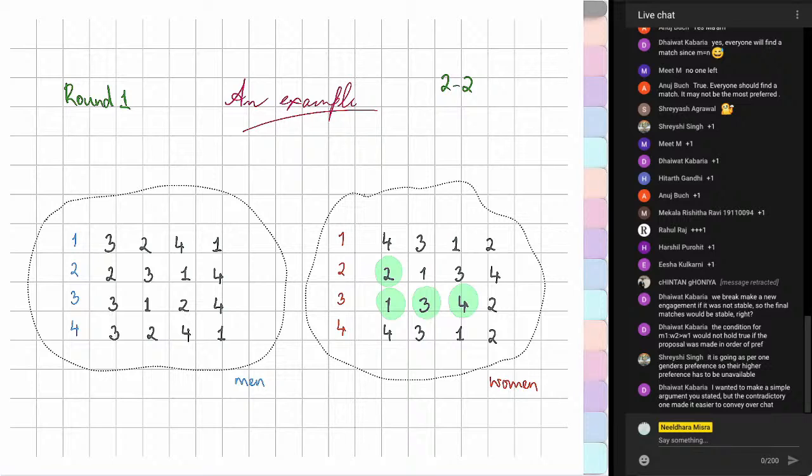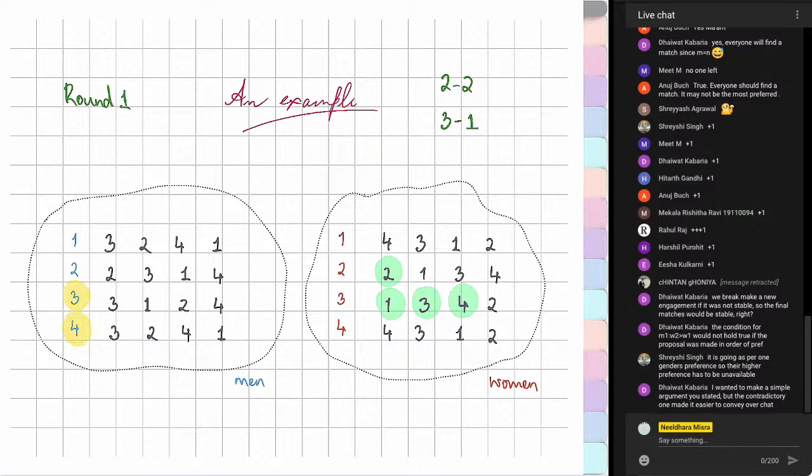As far as 3 is concerned, so I'm going to write this as woman on the left and men on the right, but hopefully that's clear. As far as 3 is concerned, she is spoiled for choice. She receives 3 proposals and she picks up the best one, which is 1. So at the end of the first round, the men who go back to being single are 3 and 4.